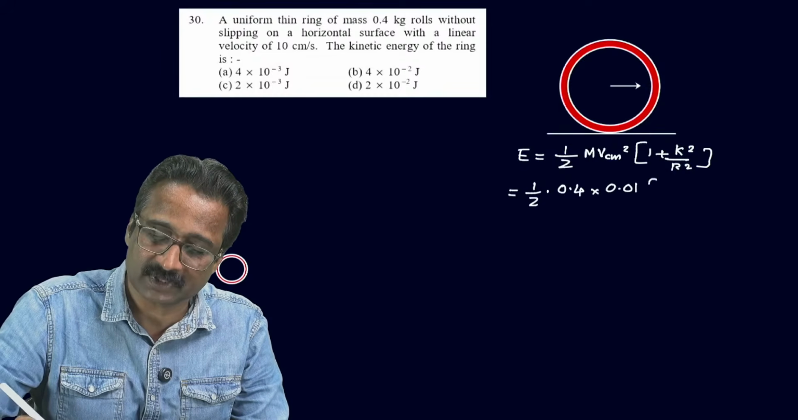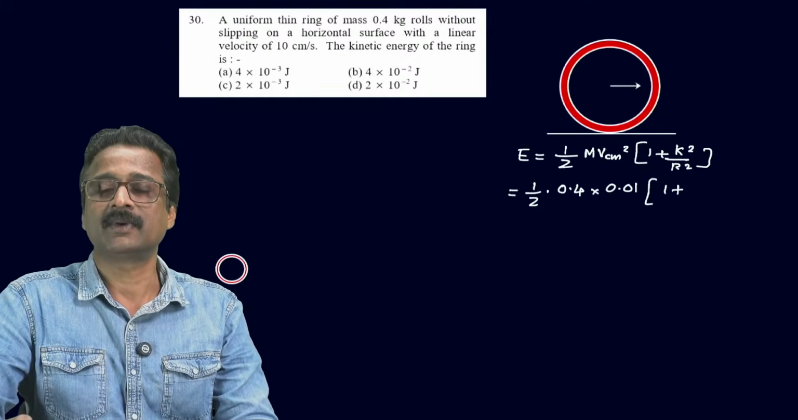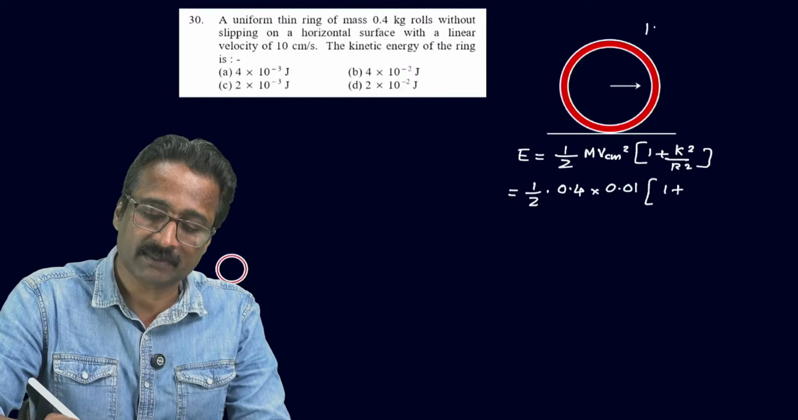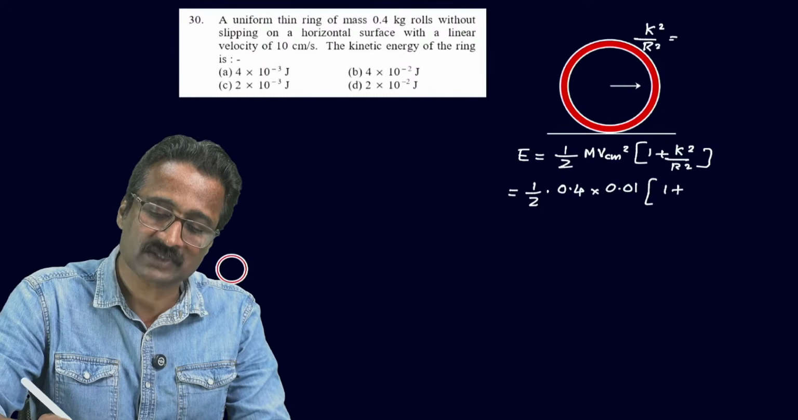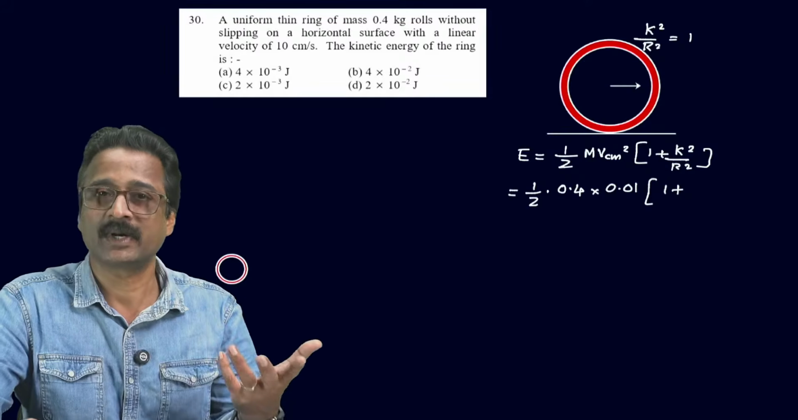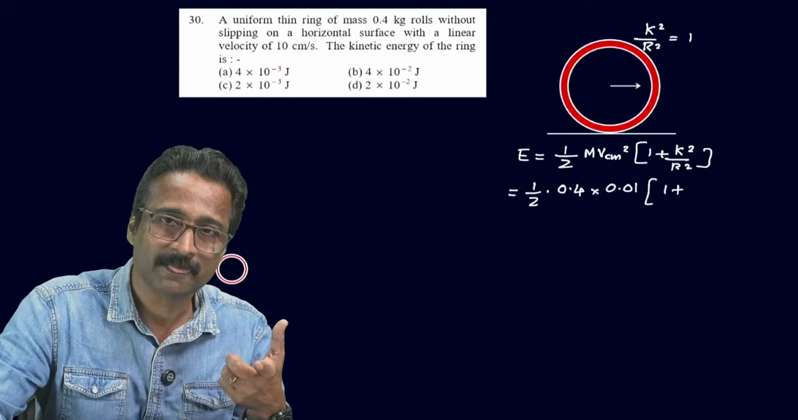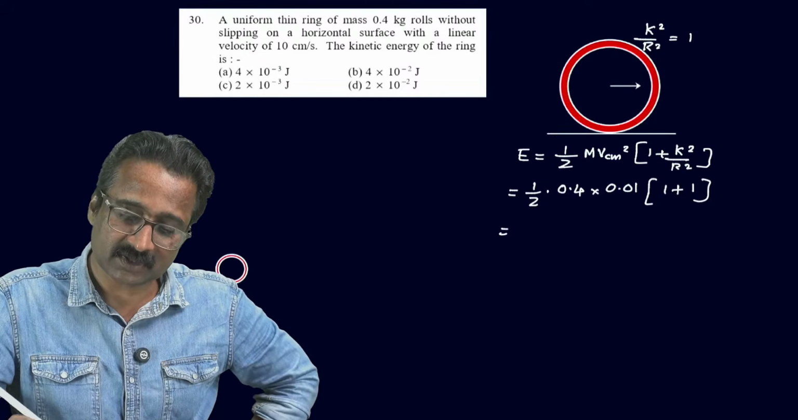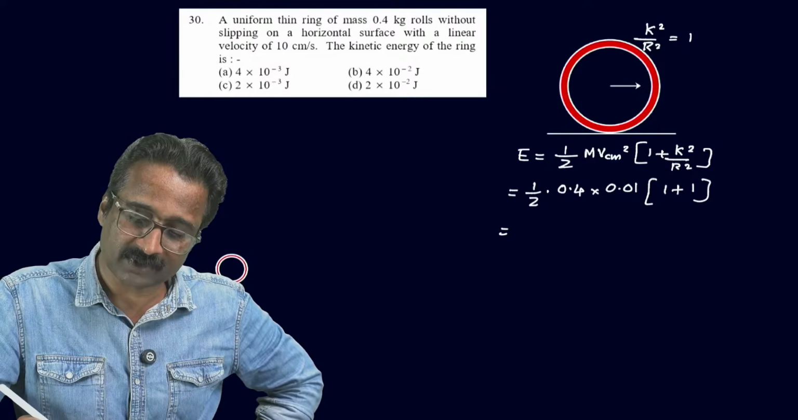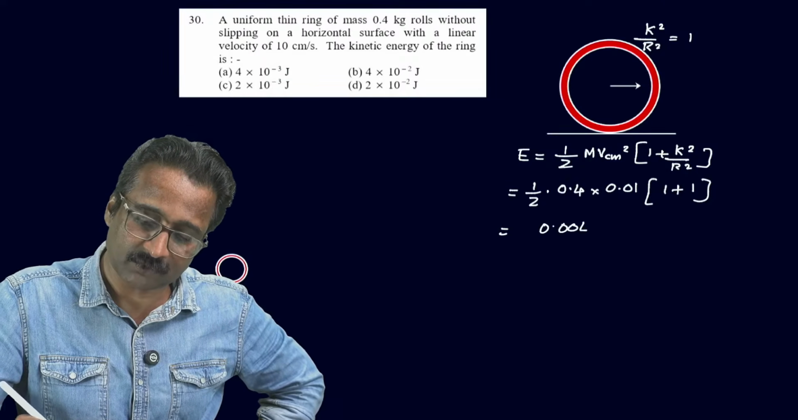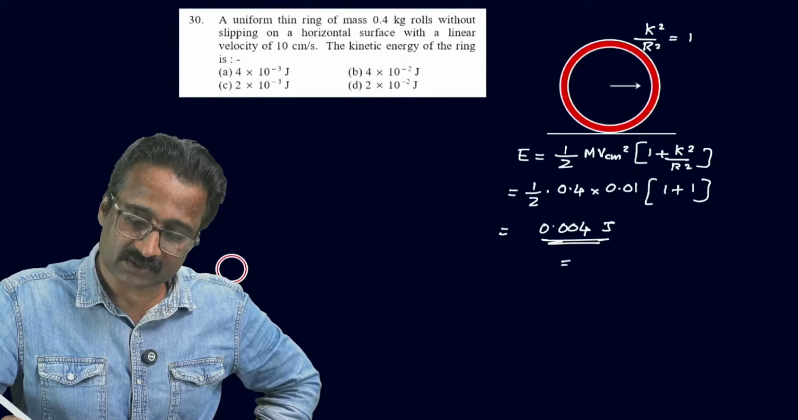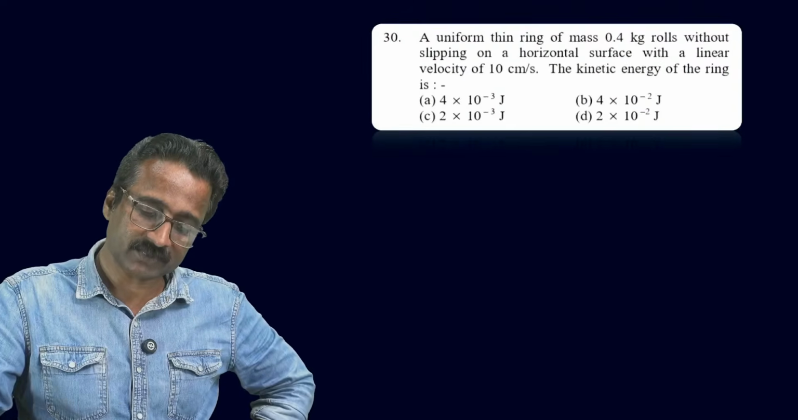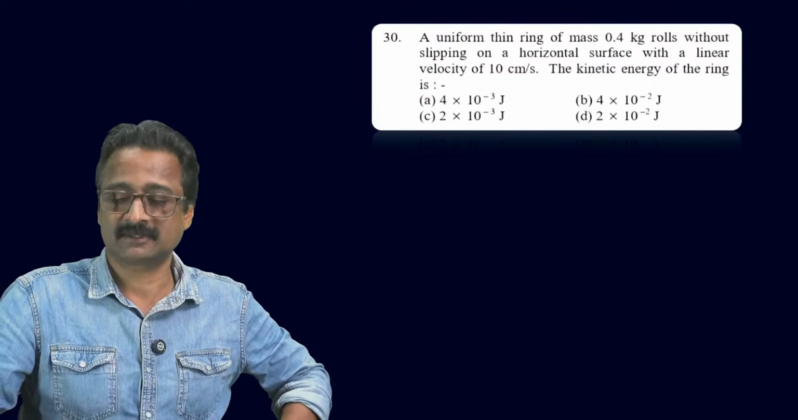So that becomes 0.01, into 1 plus k squared by r squared. For different bodies, you must remember, k squared by r squared for a ring is 1. For a disk it is 1 by 2. For a solid sphere, it is 2 by 5. But for a ring, it is 1. So k squared by r squared is 1 for a ring. So totally, the 2 and 2 will cancel. 0.4 into 0.01 is going to be 0.004 joules. This is equal to 4 into 10 raised to minus 3 joules. That is the correct answer.